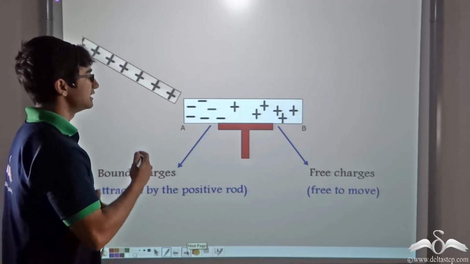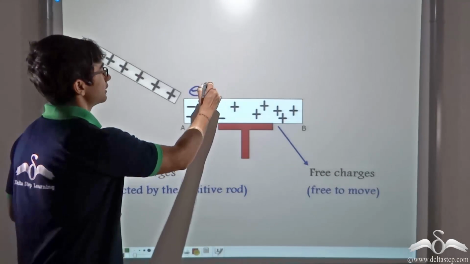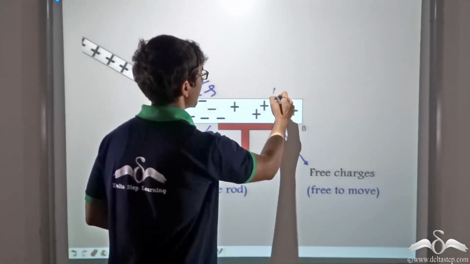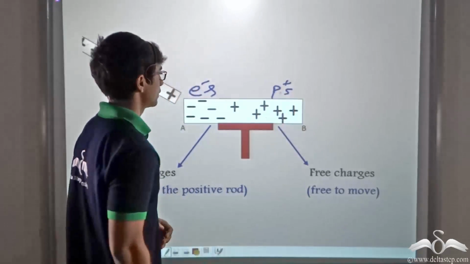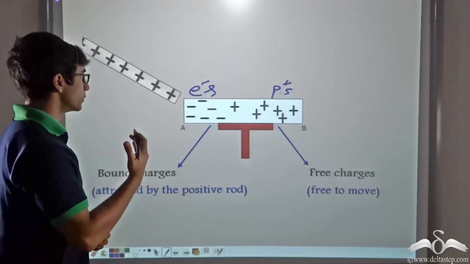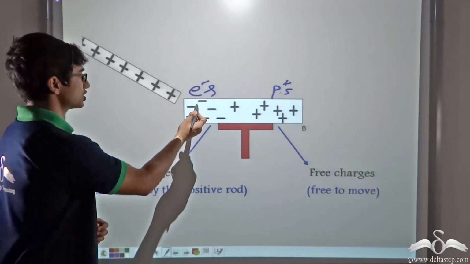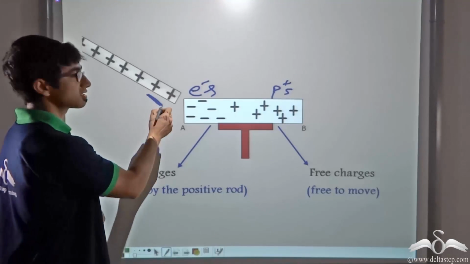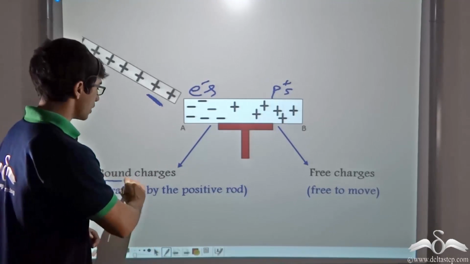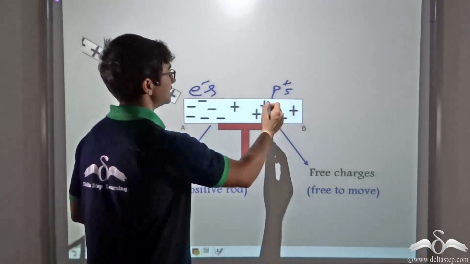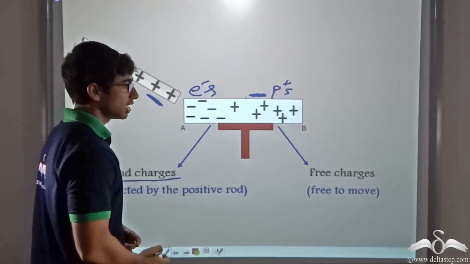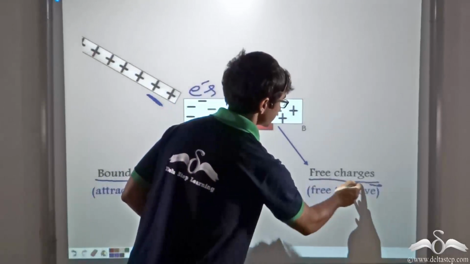As a result, the electrons have accumulated at end A and the positive charges have accumulated at end B. So what can we say? We can say that since these electrons have an attractive force working with the positive charges on the glass rod, they are bound charges. And these positive charges or protons on the other end of the rod are free charges.